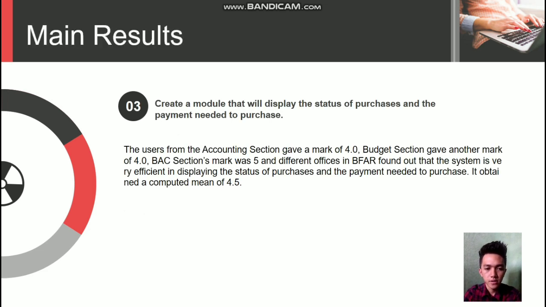Number 3, create a module that will display the status of purchases and payment needed to purchase. The users from the accounting section gave a mark of 4.0. The budget section gave another mark of 4.0. For the cashier section, the mark was 5, and different offices in BFAR found out that the system is very efficient in displaying the status of purchases and payment needed to purchase. It obtained a computed mean of 4.5.